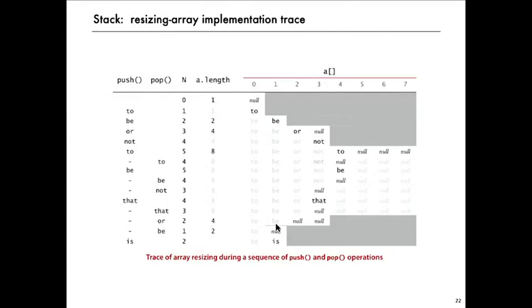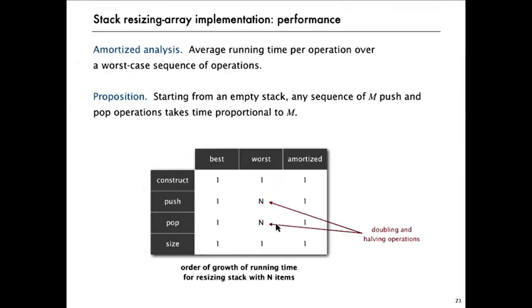So array resizing doesn't happen that often, but it's a very effective way of implementing the Stack API with an array where the client does not have to provide this maximum capacity of the stack, but still we're guaranteed that the amount of memory that we use is always only a constant multiple of the number of items actually on the stack.